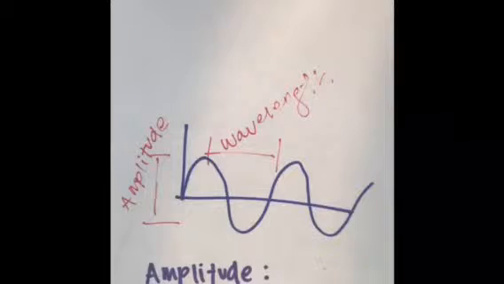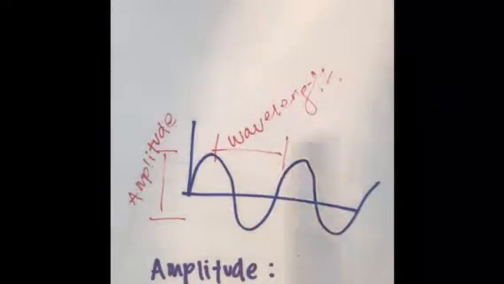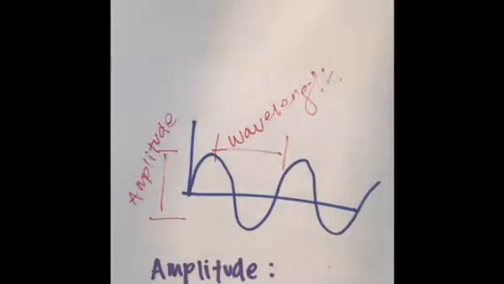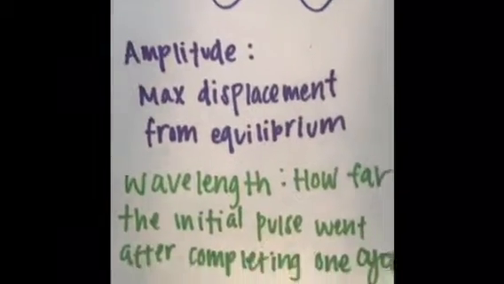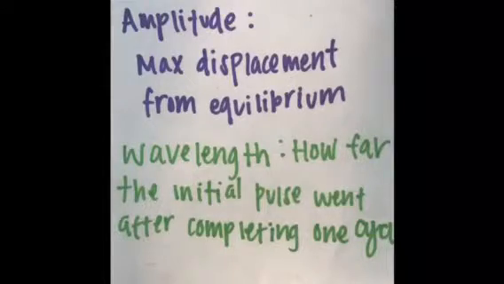So here drawn is what a wave would look like if it's graphed. From crest to crest, or one top of the wave to the second top of the wave, it is the wavelength, and here drawn is the amplitude. An amplitude is the max displacement from equilibrium, and the wavelength is how far the initial pulse went after completing one cycle.